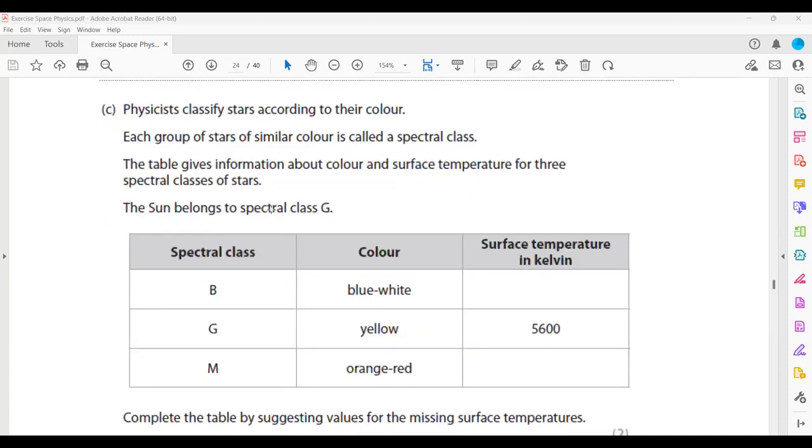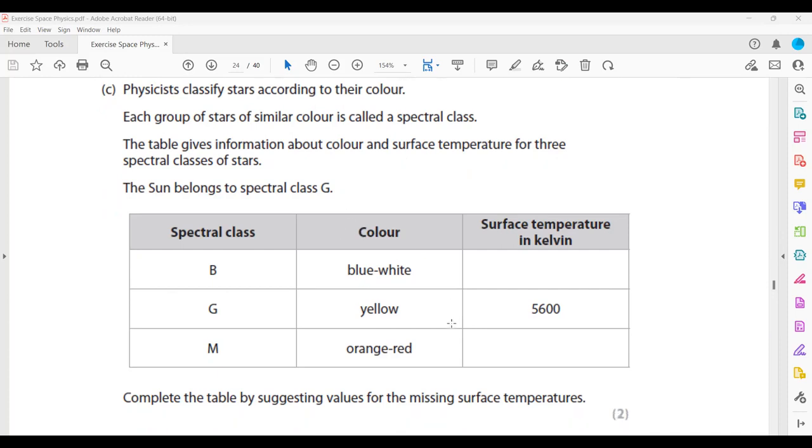Then the next: physicists classify stars according to their color. Each group of stars of similar color is called a spectral class. The table gives information about the color and the surface temperature of three spectral classes of star. The Sun belongs to the spectral class G, and the surface temperature, you can see, is given as about 5,600. Complete the table by suggesting a value for the missing surface temperature. First you have to identify by the color which one is at high temperature and which one will be at low temperature.